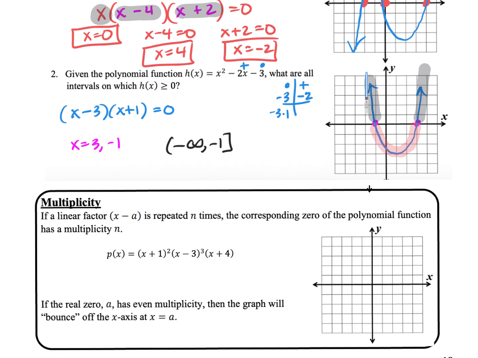So you gave us one. Cole, can you give me the other one? 3 to infinity. Around the 3, I'm going to put a bracket because it's at 3 to infinity. It equaled 0. That's so good. What if it was just greater than 0? It'd just be a parenthesis.